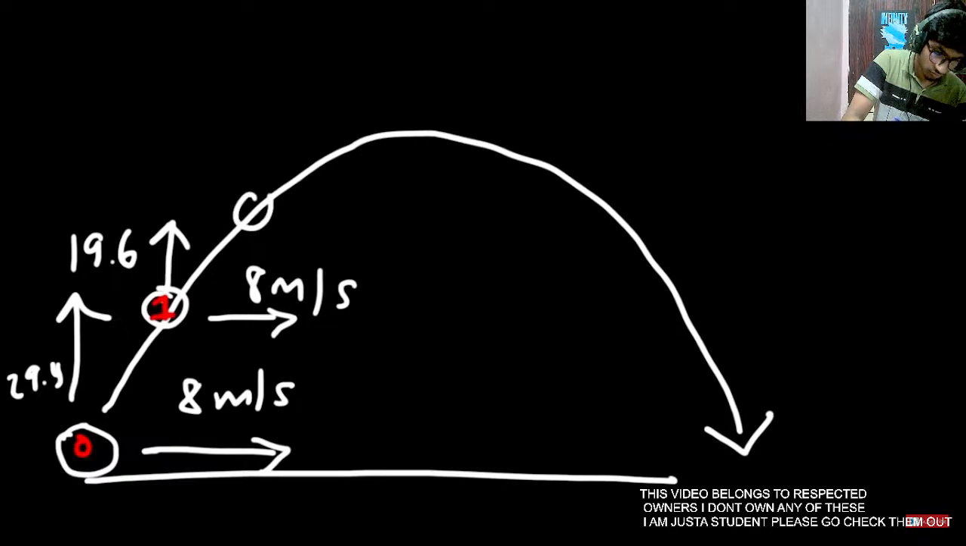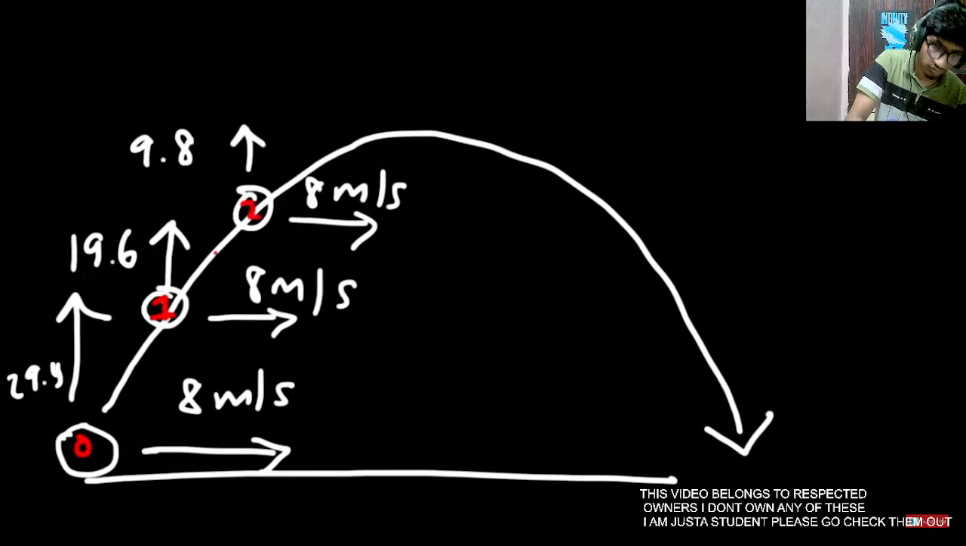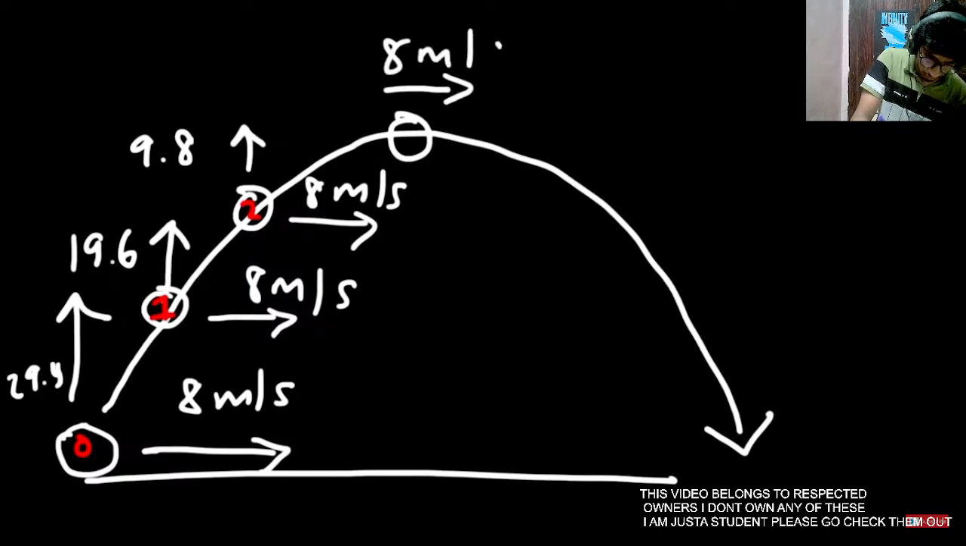Now, 2 seconds later, Vx will still be the same, and that's 8 meters per second. Vy is now 9.8. 3 seconds later, it's at the top. At the maximum height, at the highest point, Vy is 0, so it's not going up anymore. But it's still moving to the right. So it's still moving at 8 meters per second to the right. So that's Vx.